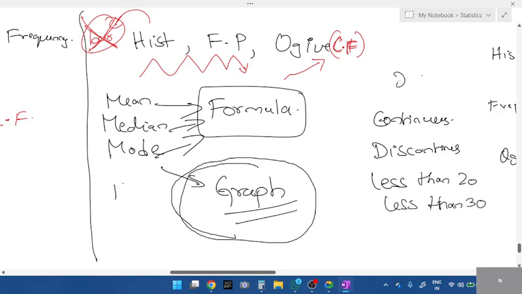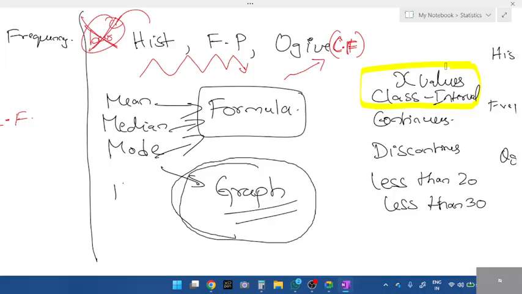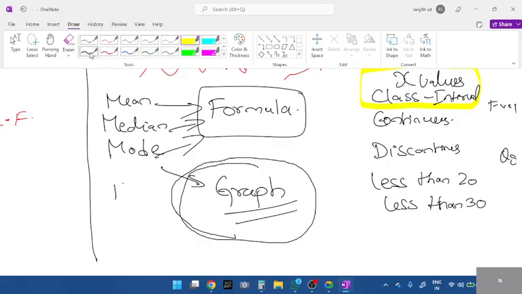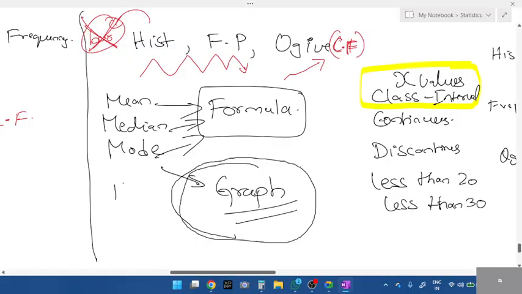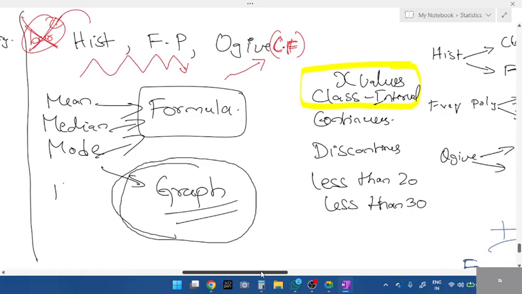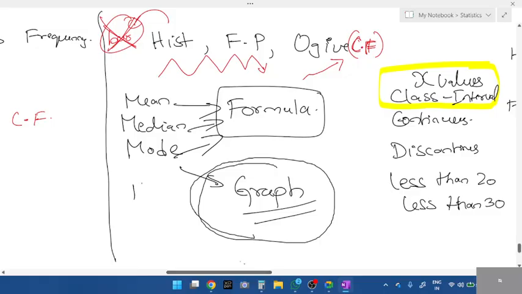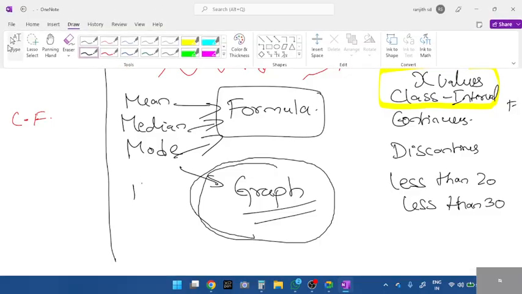Types of x values. X value, you get these three types of question for x. We call x value for graph the class interval. So for class interval, you have these types of question: continuous, discontinuous, less than 20, less than 30, those types of questions. Up to 6:45 or 6:50, 6:45 I'll conduct today.